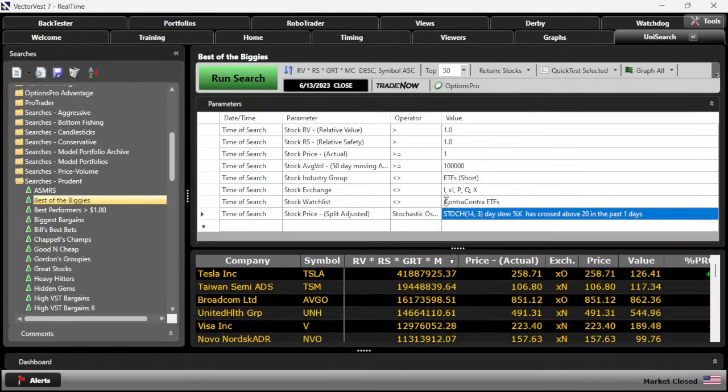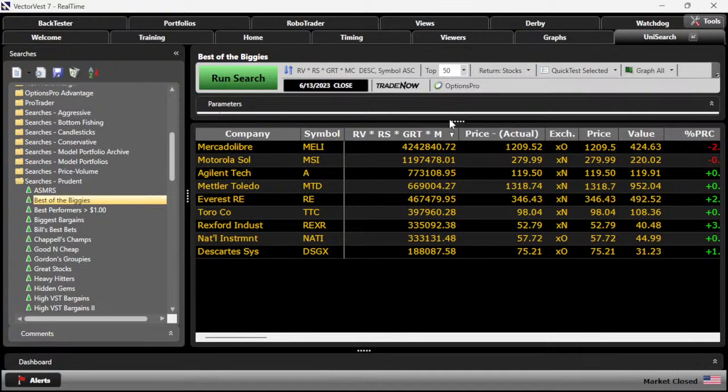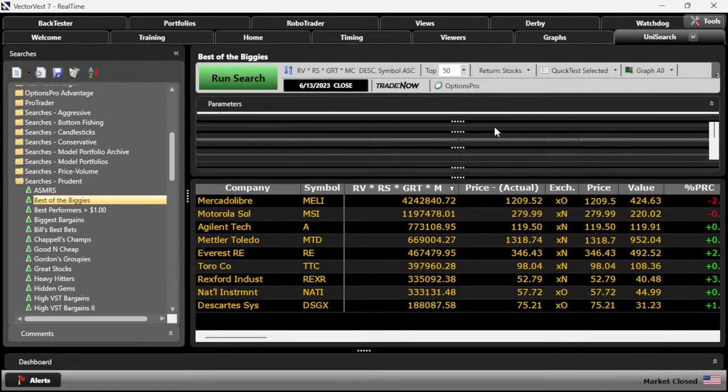Now, a lot of these stocks that just came up on the list might not come up on the list again. Only a few did. Let's take a look at the chart.